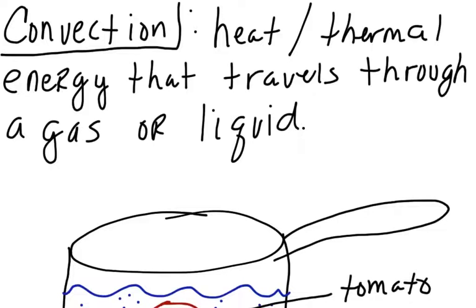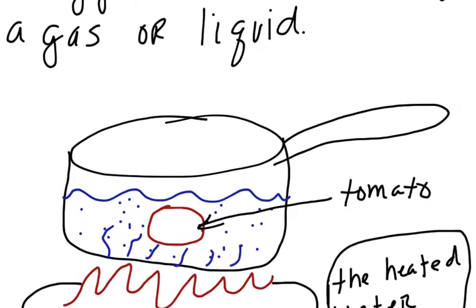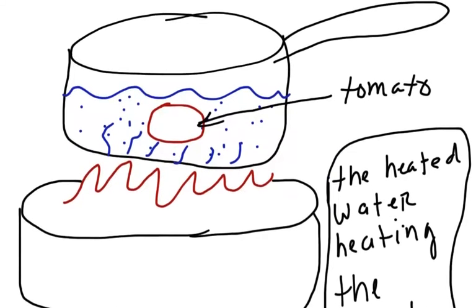Now, convection is heat/thermal energy that travels through a gas or a liquid. One example of this is you heating up a pan of water that has a tomato floating in the water. Well, the fire heats up the water. And when the water is getting heated up, it heats up the tomato by convection currents. That means that this tomato is getting warmer or hotter by the heat from the water, not from the heat from the bottom of the pan, but from the heat from the water.